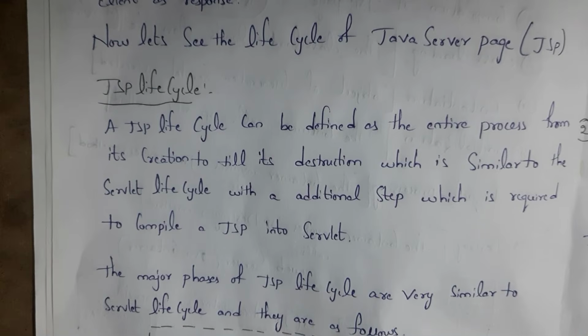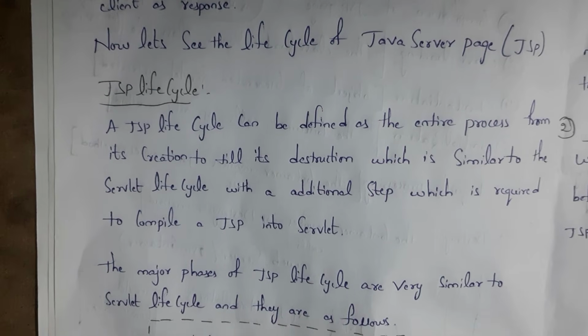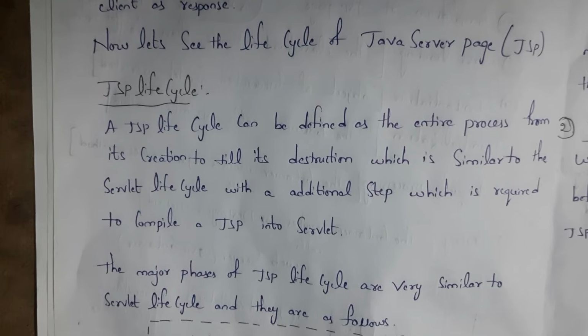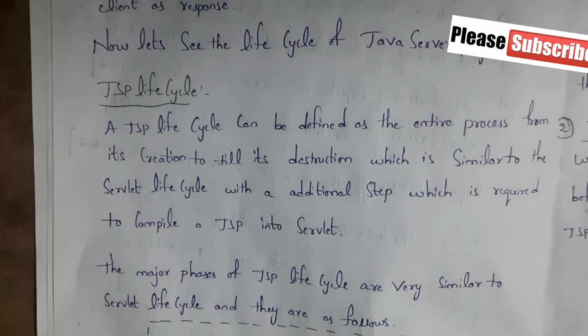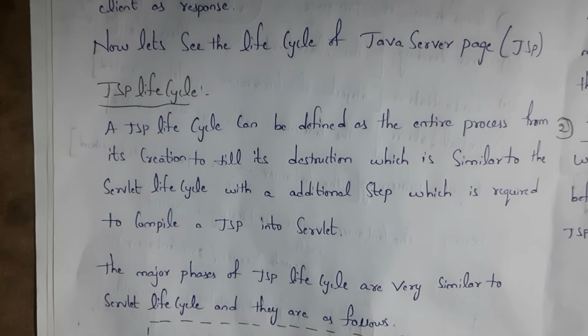The next topic is JSP lifecycle. For example, if you consider a human being, a human being also has a lifecycle. For example, we will be born, we will grow up, we will go to school, and then we will go to college, we will do a job, and then at last we will die. This entire process is known as a life cycle. Just like a human being, JSP also has a life cycle.